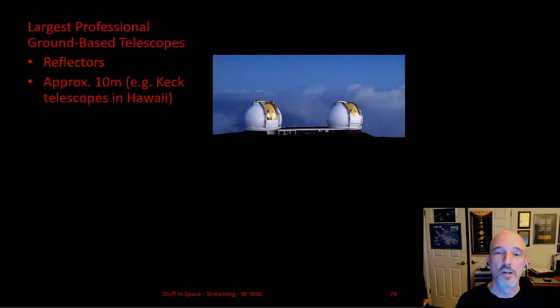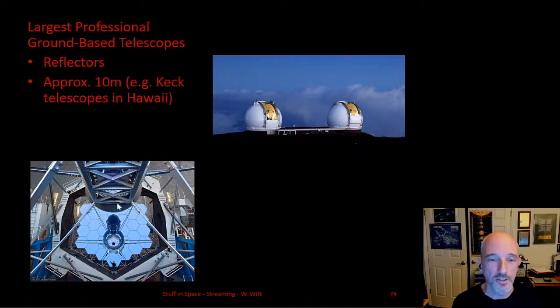Now, the largest ground-based telescopes that we have are all pretty much mirror-based reflectors. Here's a picture of the Keck telescopes in Hawaii. It's about a 10-meter mirror each. Here's a picture of that mirror. Notice the mirror is interestingly built out of all these hexagons.